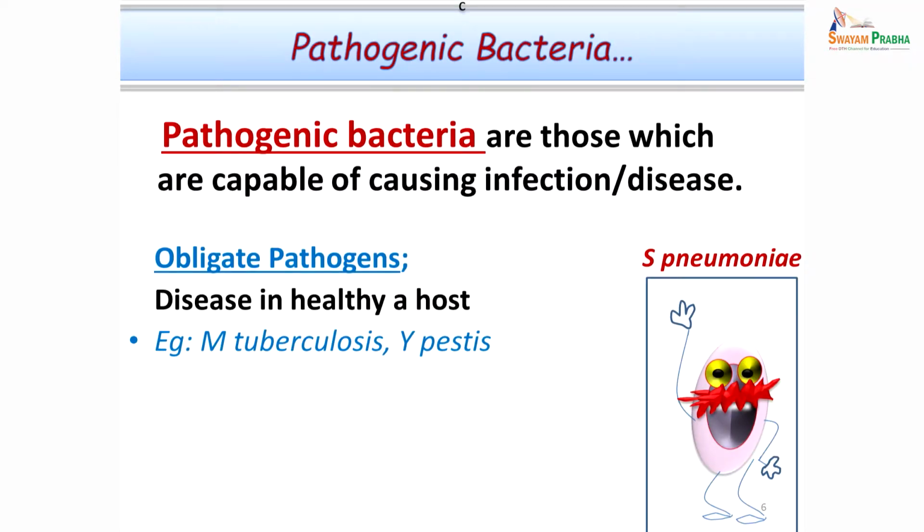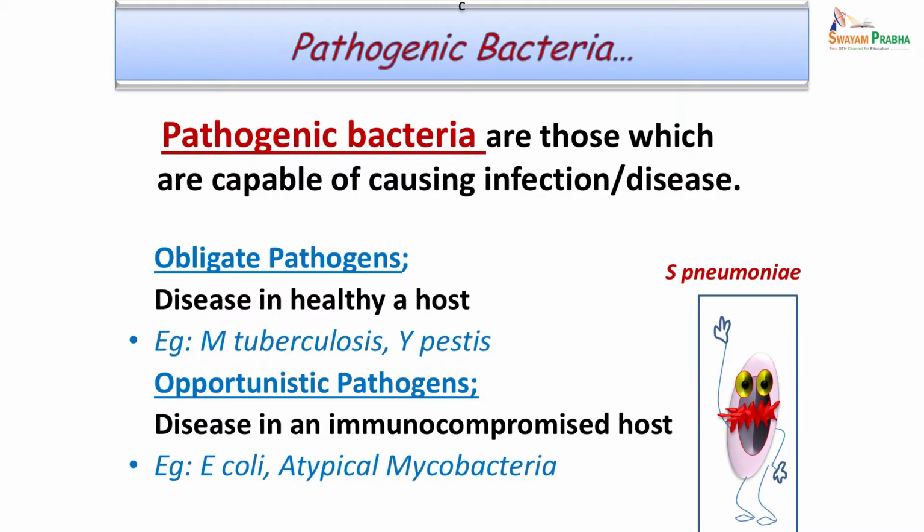Coming to the pathogenic bacteria. Pathogenic bacteria are those which are capable of causing infection or disease in a susceptible host. The pathogenic ones can be of 2 types. Obligate pathogens, which are capable of causing the disease even in a healthy person, for example, Mycobacterium tuberculosis and Yersinia pestis. The other group are called the opportunistic pathogens, wherein they cause infection only in the immunocompromised host.